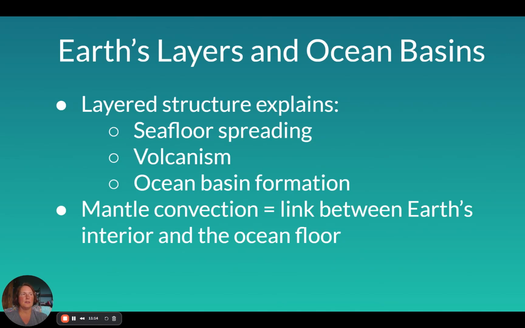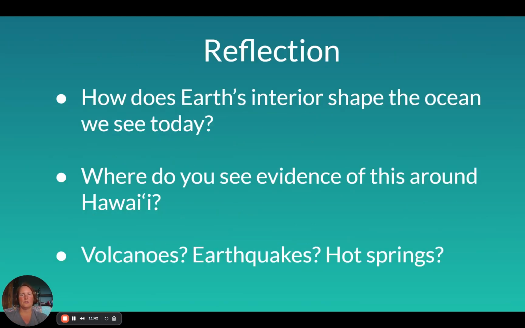The mantle convection is what causes the link between Earth's interior and the ocean floor. So we can think about the Mariana Trench, the deepest place on Earth. It formed when the Pacific Plate subducted underneath the Philippine Plate. And again, we'll look at that later. We'll look at that in week 3. We'll talk about all of this a little bit more. But really, all of this movement is going to become really important here soon.